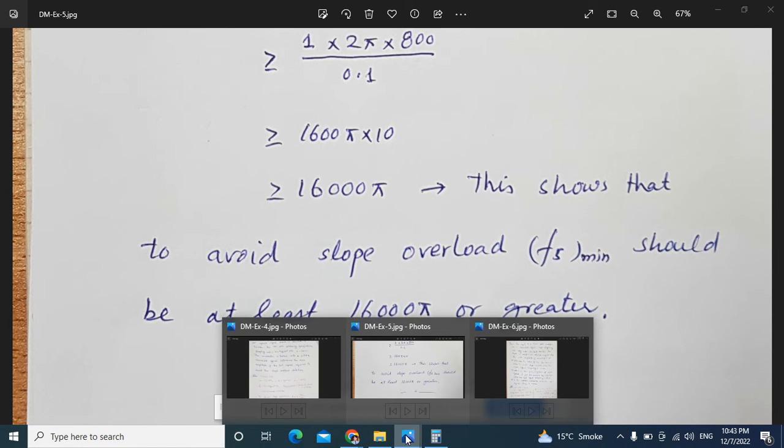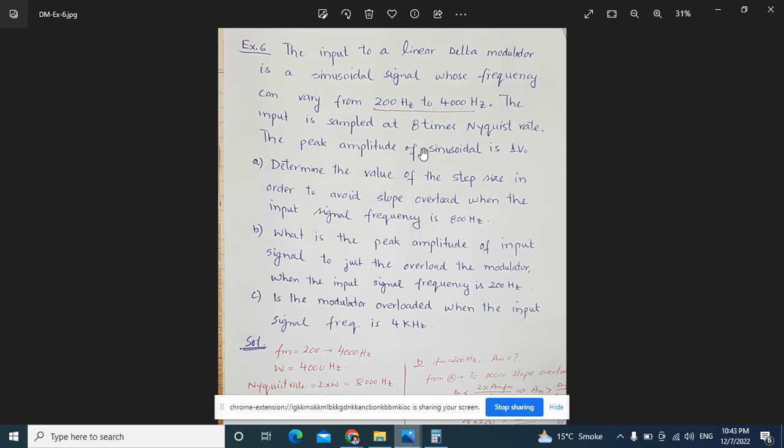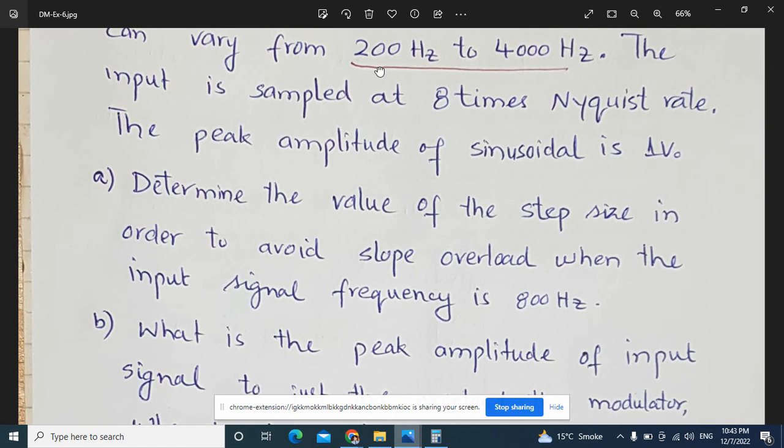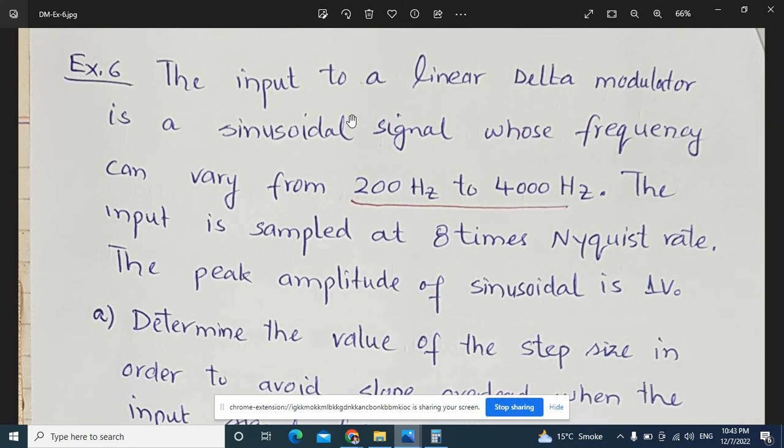Let's do one more example so that we can better understand the delta modulation. In this example, the input to a linear delta modulator is a sinusoidal signal. This is the information whose frequency can vary from 200 Hz to 4000 Hz. The input is sampled at 8 times the Nyquist rate, and Nyquist rate means 2 times the bandwidth. The peak amplitude of the sinusoidal AM is 1 volt.